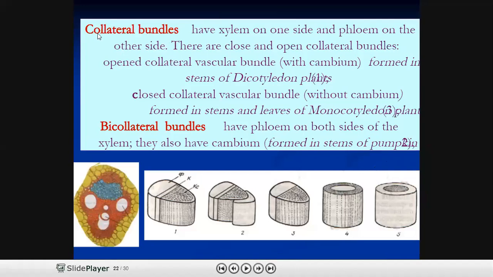So we want to see that point here. What is a collateral bundle? What is a bicollateral bundle? Okay, so this is the slide here. Why we call it collateral here: xylem on one side and phloem on the other side. So that is called collateral.